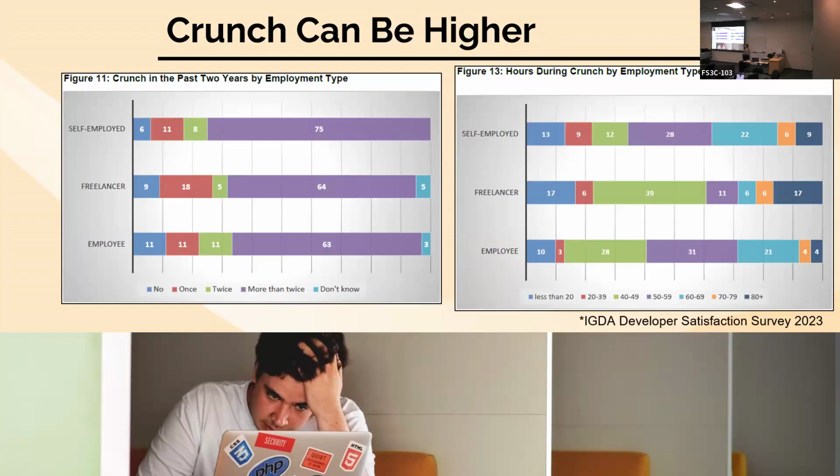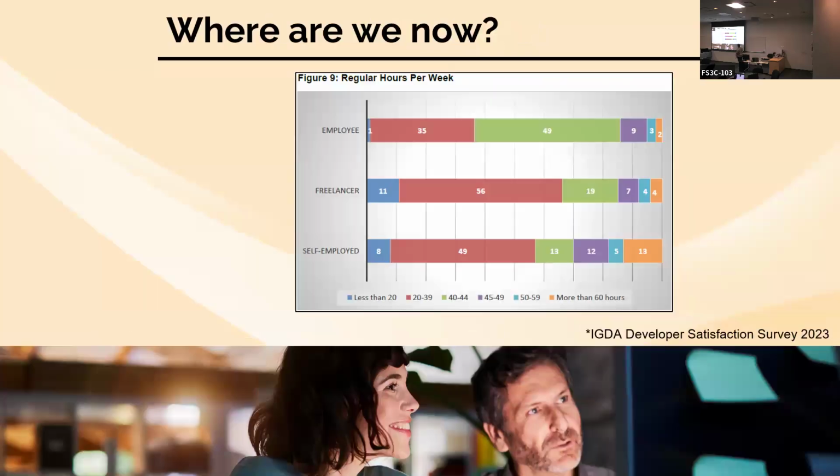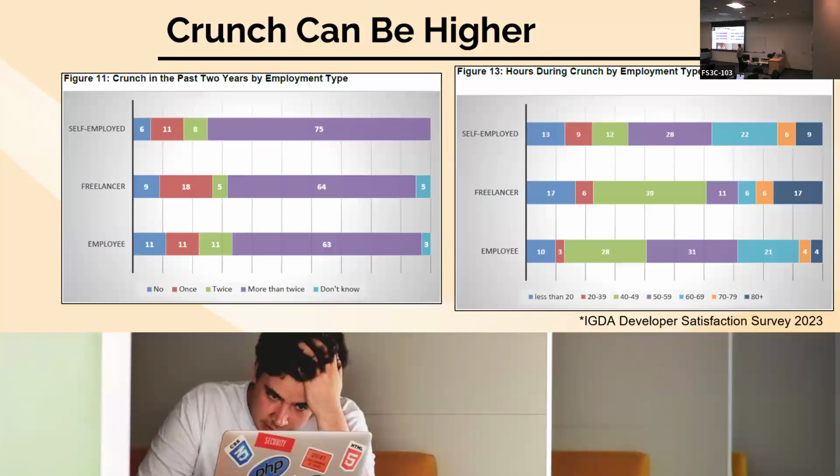For employees, I don't know why their graph shifts orientation during this process, where the last one had self-employed on the top, and now self-employed is on the bottom. I don't know why they shift back and forth. But when you're looking at the numbers inside of here for employees, what does crunch mode mean?